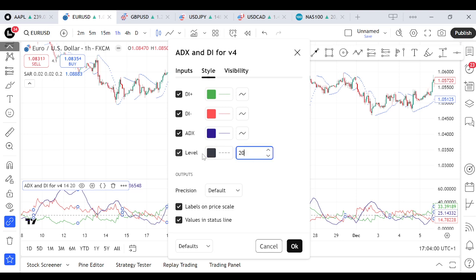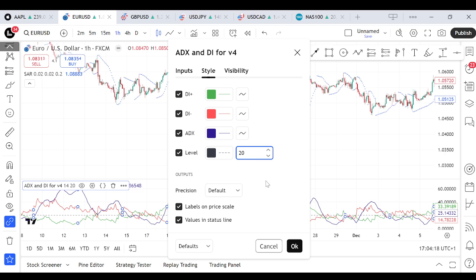So you can see here our level is 20, and if the ADX is below 20, it means that the trend is weak or we are in a sideways market. And if the value of the ADX is above 25, it means that we are in a strong trend.